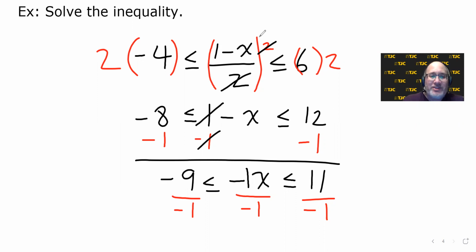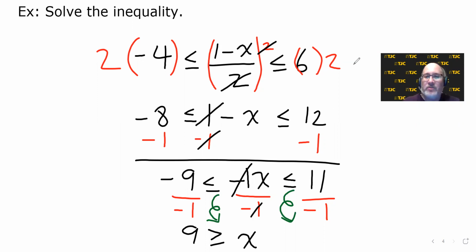-9 divided by -1 is 9. You might hear my dog in the background. The sign does get turned around because we just divided both sides by a negative. In fact, let's go ahead and turn around both of them. In the middle, the -1's cancel, leaving the x. The second inequality gets turned around to read greater than or equal to. And on the right, 11 divided by -1 is -11. Let's move this to the final page. 9 greater than or equal to x, greater than or equal to -11.